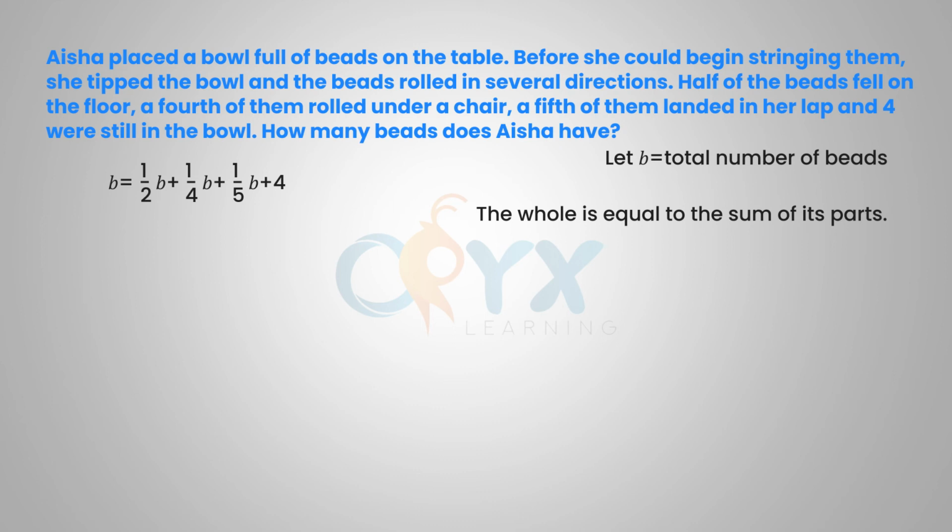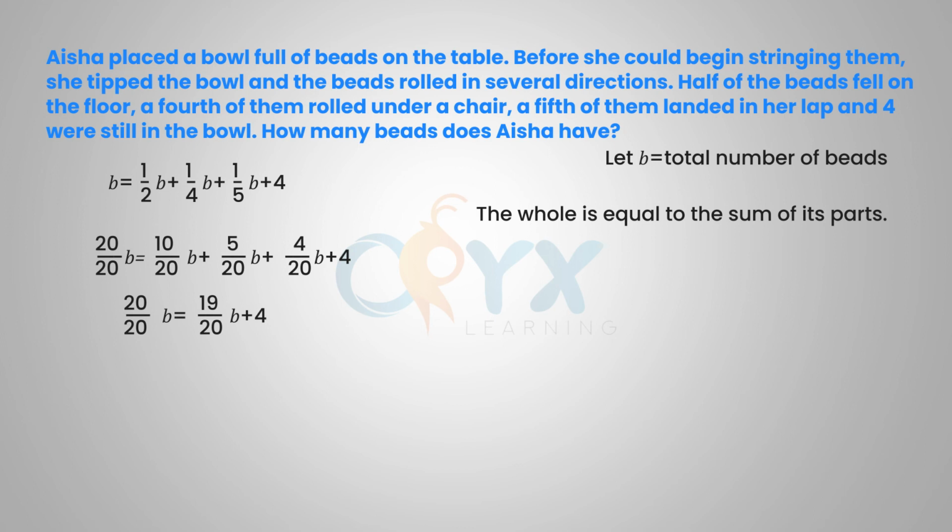So we can change all of our values to a common denominator of 20, making it 20 over 20b equals 10 over 20b plus 5 over 20b plus 4 over 20b plus 4. 10 plus 5 plus 4 gives me 19. So now I have 20 over 20b equals 19 over 20b plus 4.